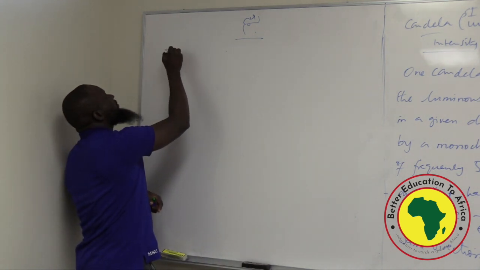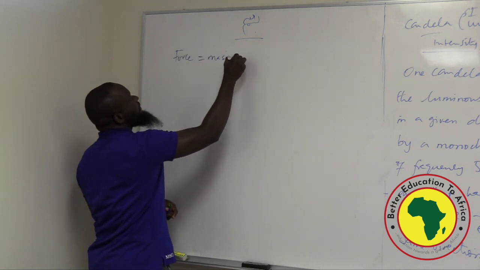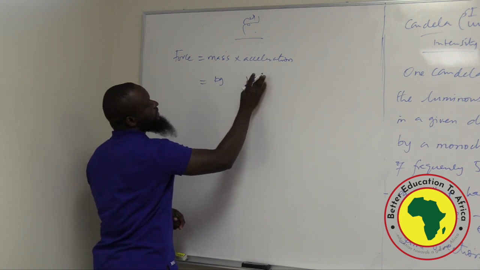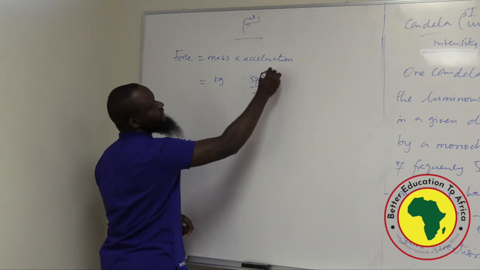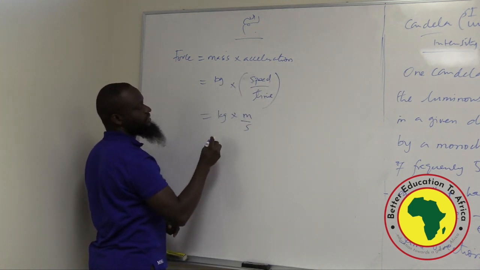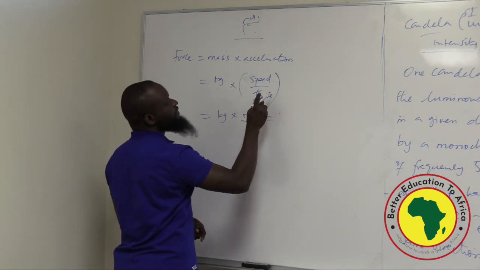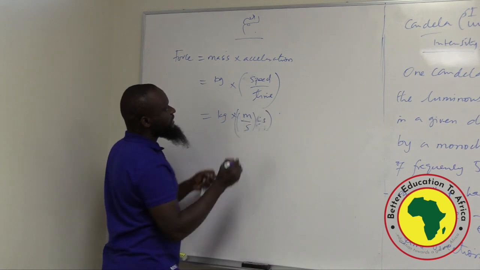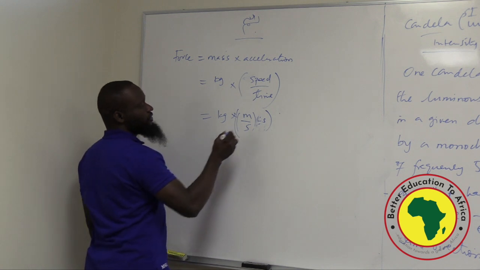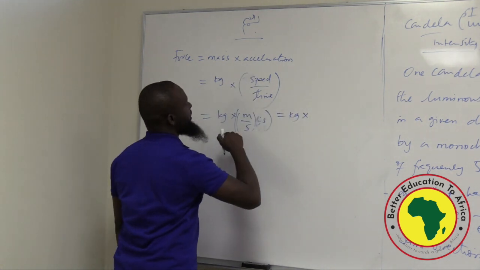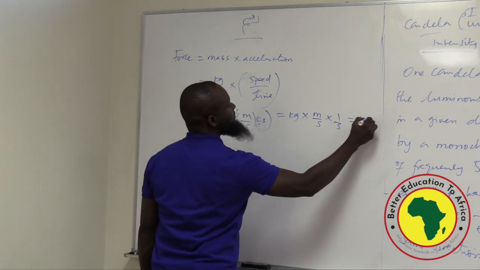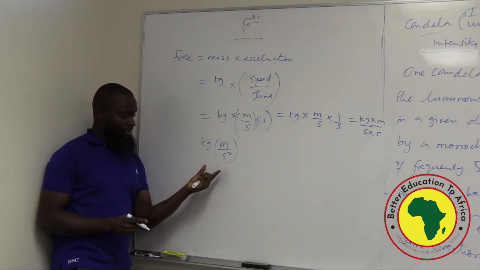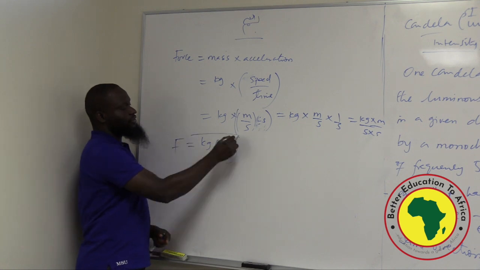So, a derived unit. Force is mass times acceleration. Mass is kilogram, and acceleration is speed over time, for simplicity. So the unit of acceleration is speed, meters per second, divided by time, seconds. So force becomes kilogram, which is mass, times acceleration, meters over second times 1 over second. So it's kilogram meters per second squared. The unit of acceleration is meters per second squared, and kilogram times that, mass times acceleration, is the unit of force. This is what we call the Newton.